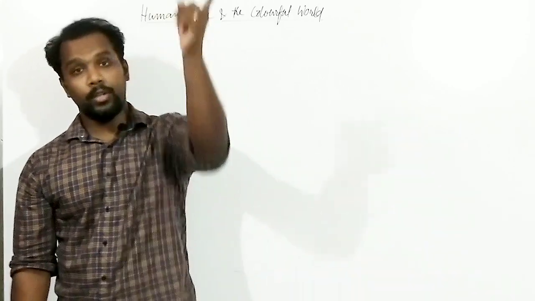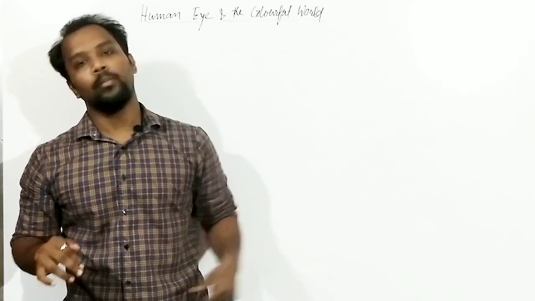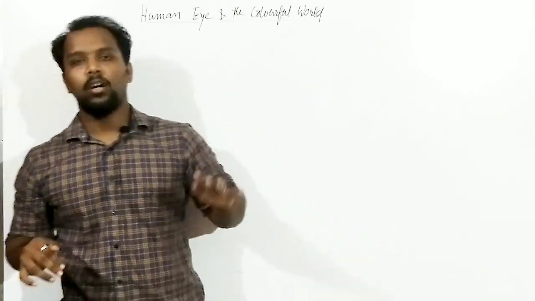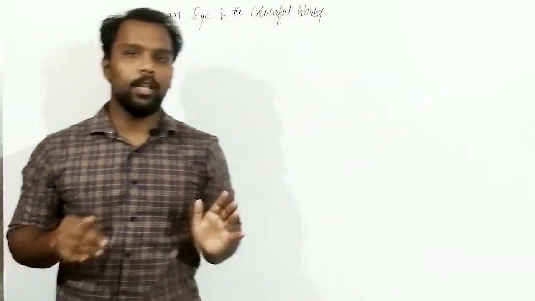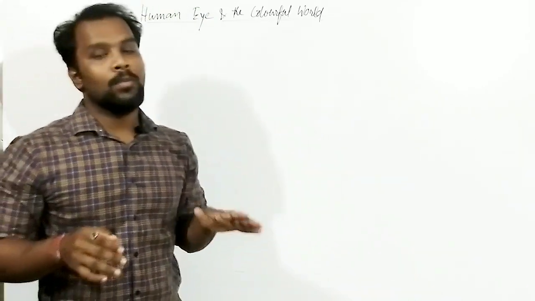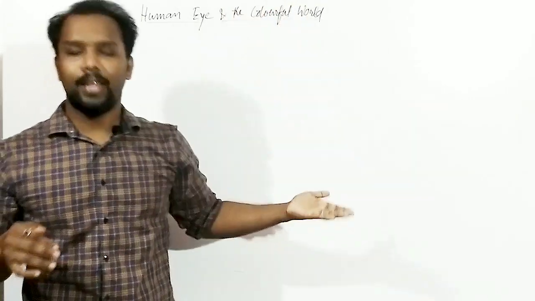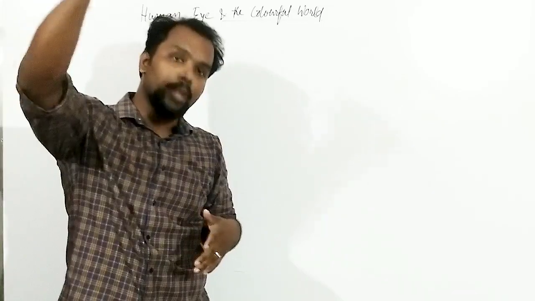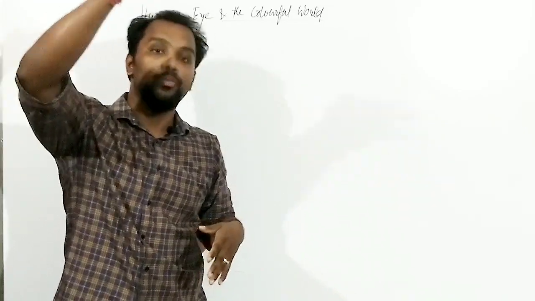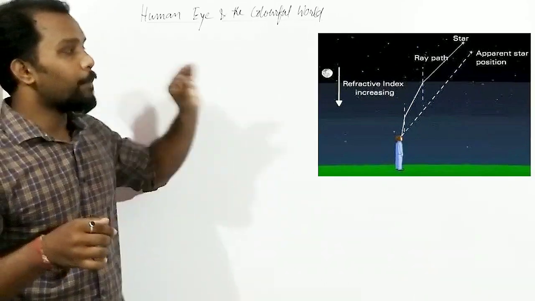That's why the ray coming from the star will move towards the normal, because in the lower portion of the Earth's surface the density becomes high, and in the upper portion of the atmosphere the density is less. That means the lower part of the atmosphere is a denser medium and the upper part is a rarer medium. Once a ray enters from rarer to denser medium, the refracted ray moves towards the normal. So if you observe this figure clearly, you are going to get the apparent position.